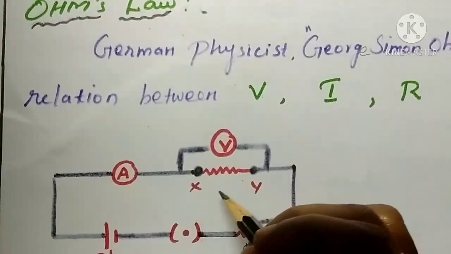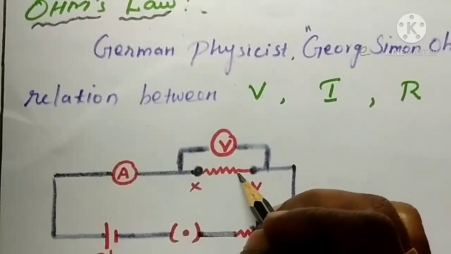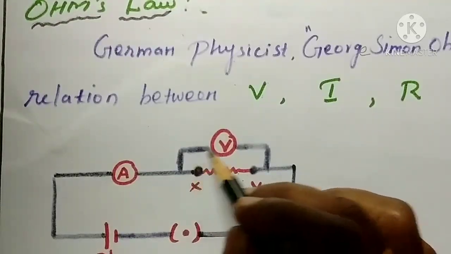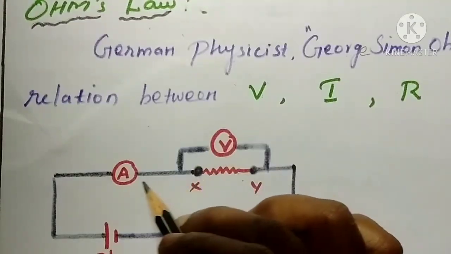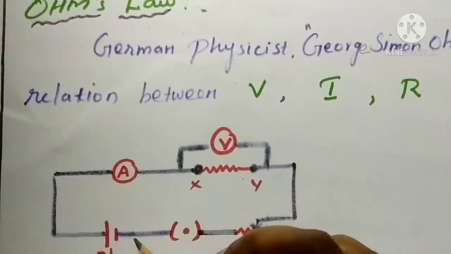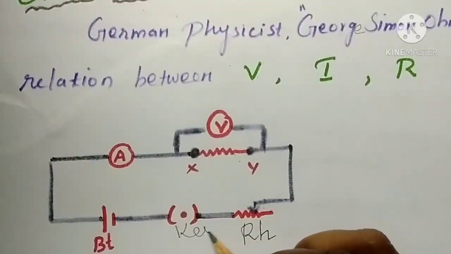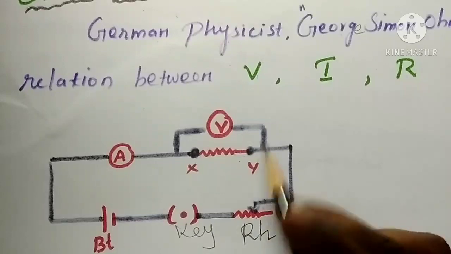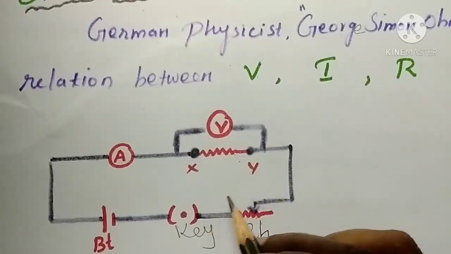Here, in this circuit, a nichrome wire is connected in the gap XY. Parallel to it the voltmeter is connected, and in series the ammeter and battery are connected, and here is the key, and RH is the rheostat. You all know the rheostat is used to change the resistance, so it is a variable resistance. If you want to change the voltage, we can use this rheostat.